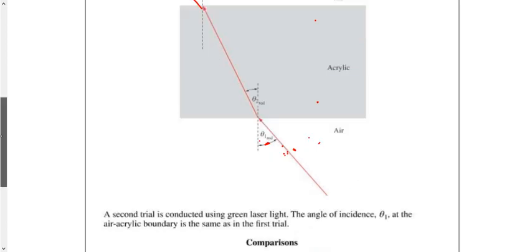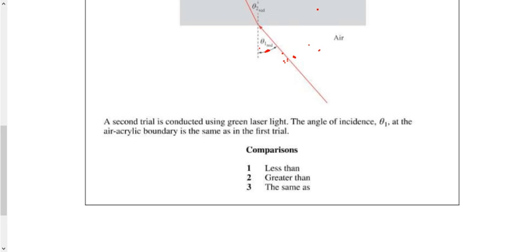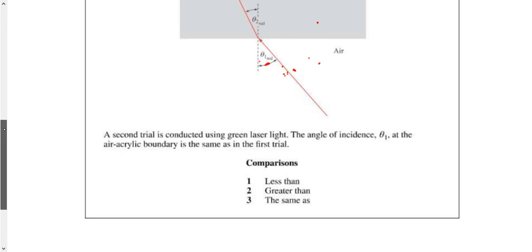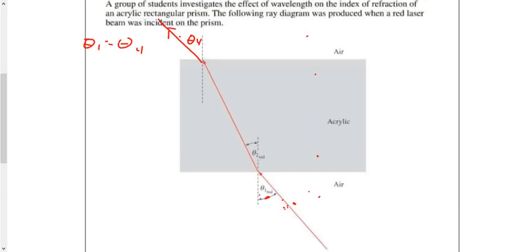Now, let's see what else we got here. It says the second trial is conducted using green laser light. The angle of incidence at the air acrylic boundary is the same as in the first trial. Okay, so let's draw one with green light now.